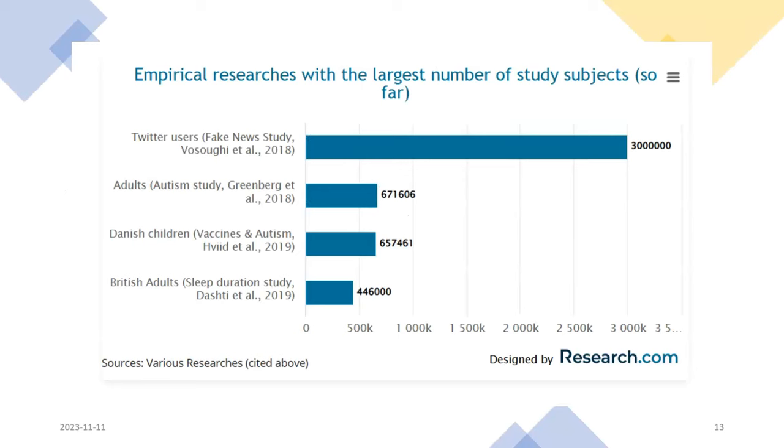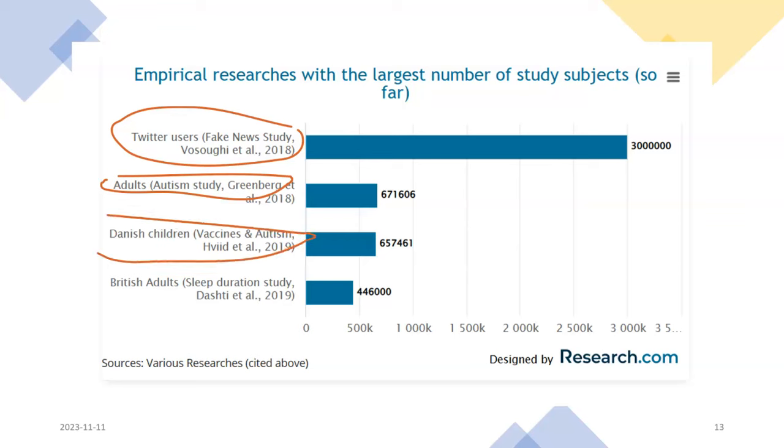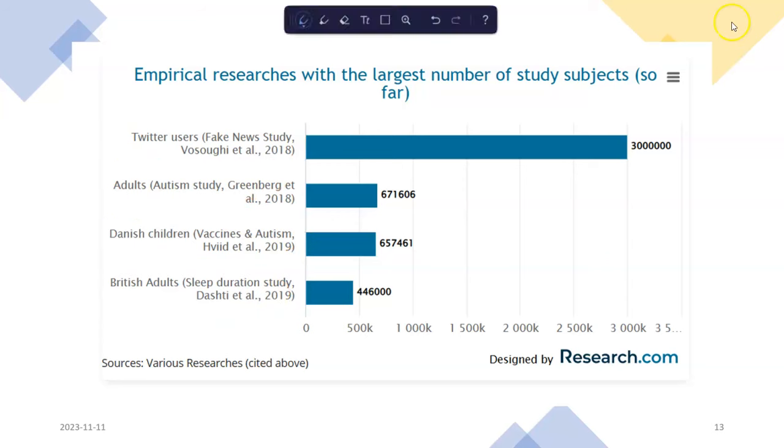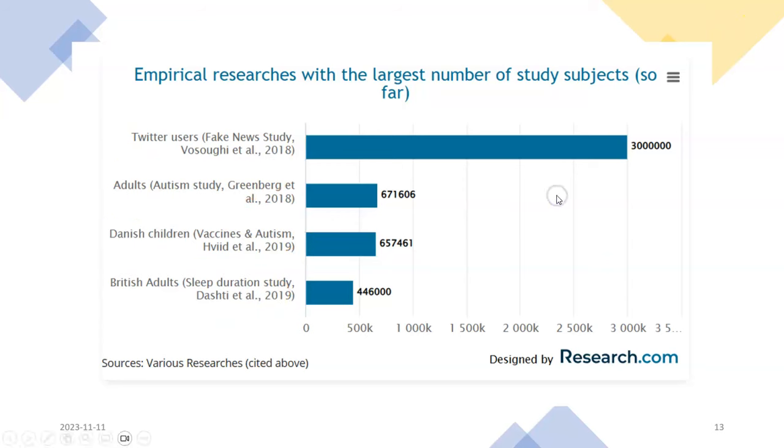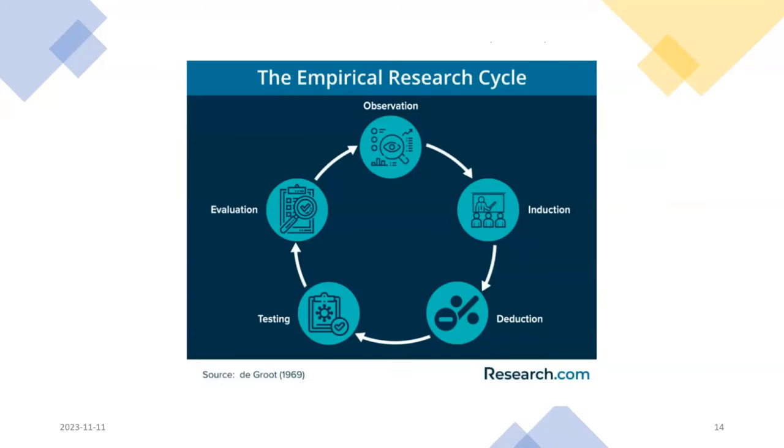So these are some examples of empirical research with the largest number of study subjects. One of the most cited empirical studies is on Twitter users and fake news. Second is autism in adults. Third is on Danish children, and the fourth is on British adults. So these are a few examples of empirical studies that have been done in this field.